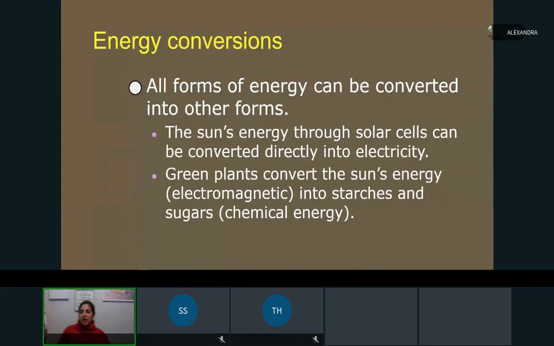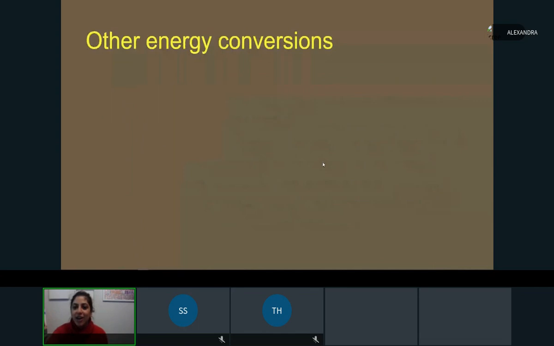So again, we are just using things and changing them. So we're just transferring it. We say that starches and sugars are chemical energy because when we eat those to get that energy, we have to use chemical energy to get our own body energy.